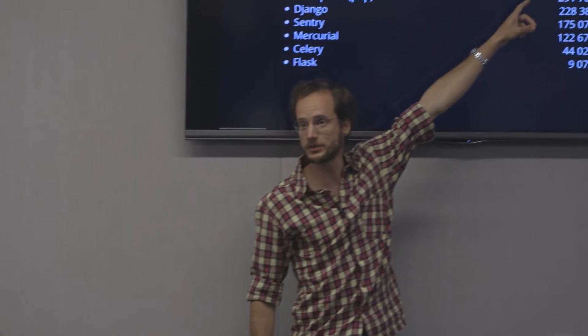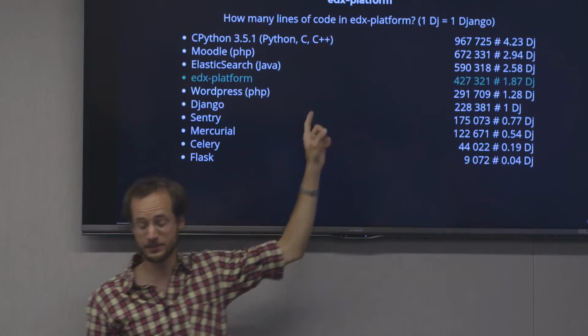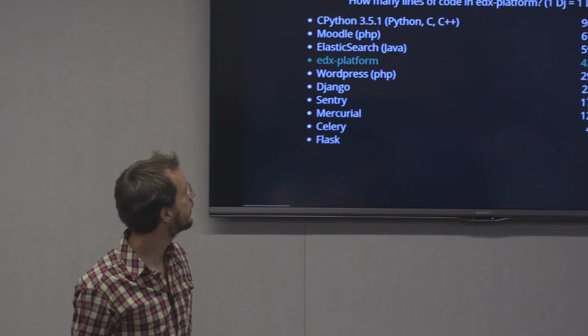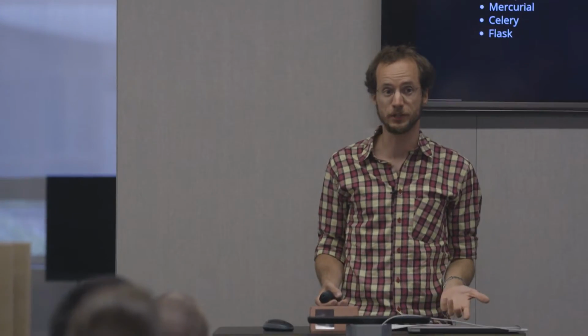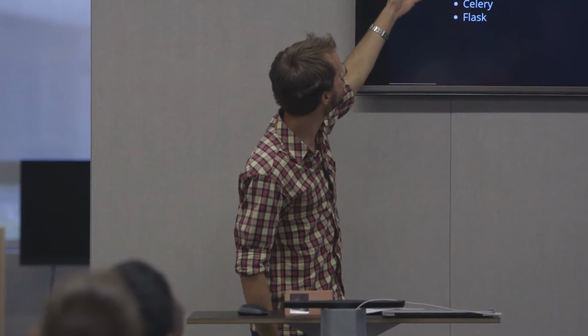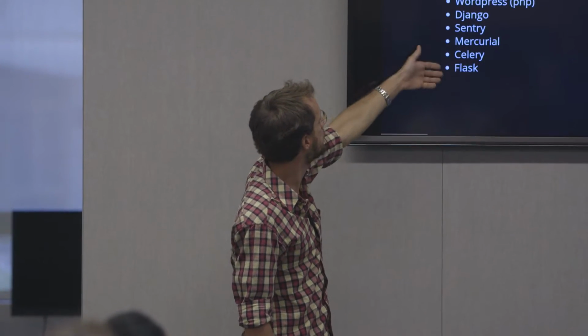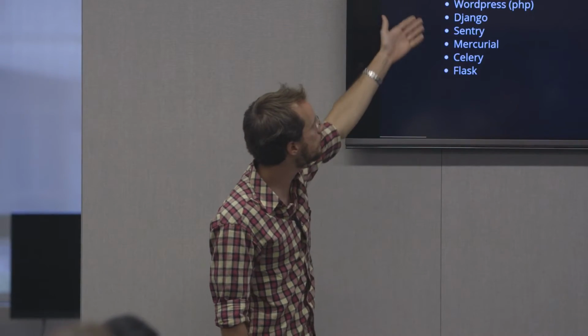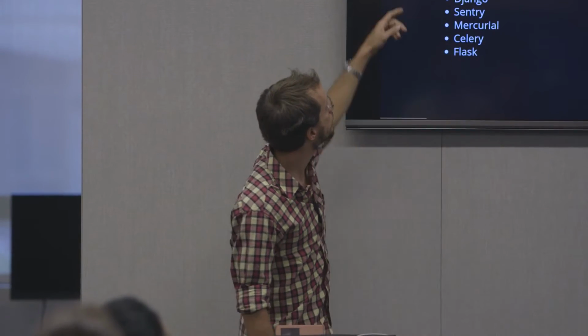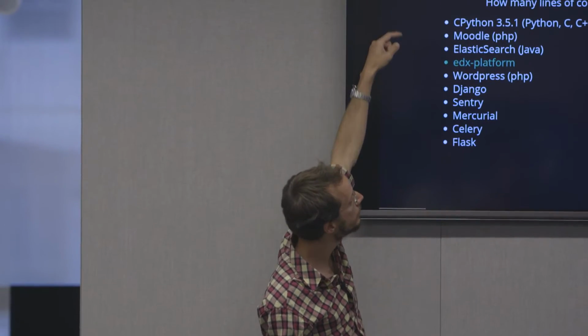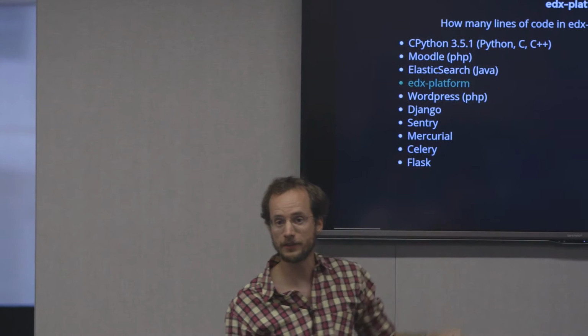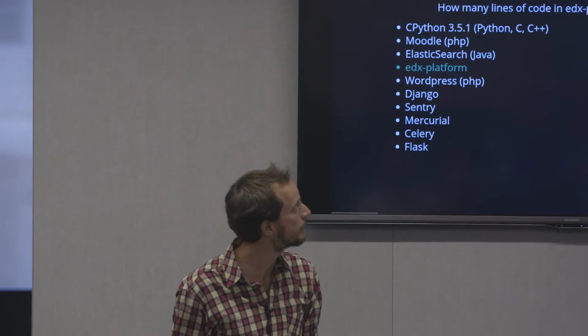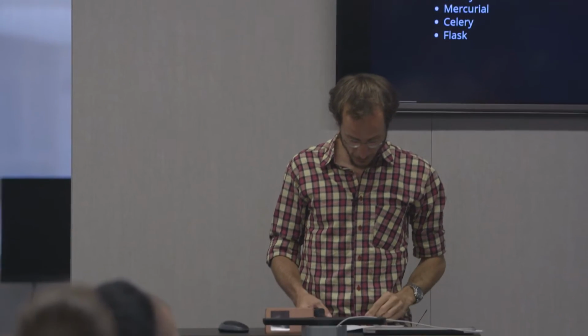It's actually 1.8. 87 Djangos. So it's more than 427,000 lines of code. This is huge. This is pretty big. It's the biggest Django project that I know of. It's way bigger than Sentry. It's bigger than Flask, of course. I couldn't think of any larger project. The Python implementation is only 967,000 lines of code. So it's huge.